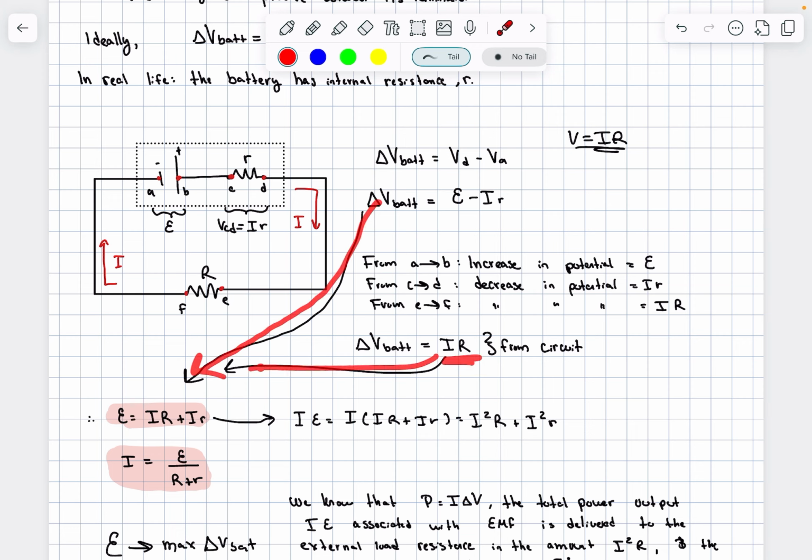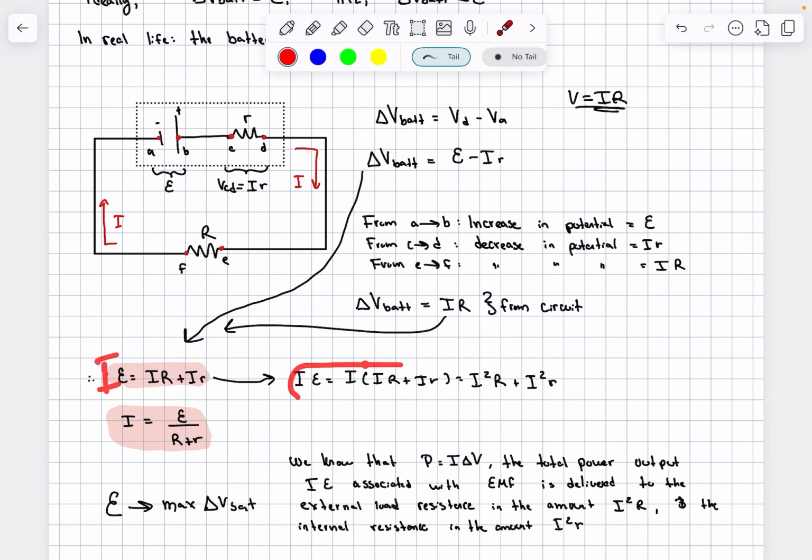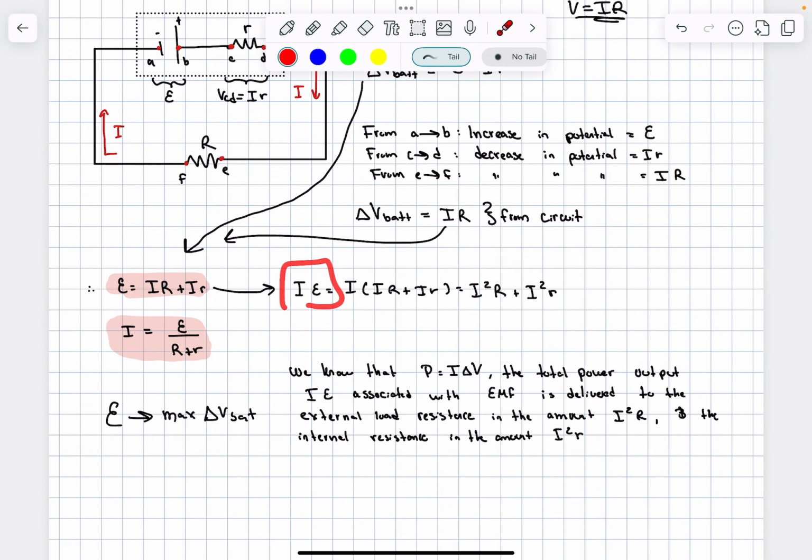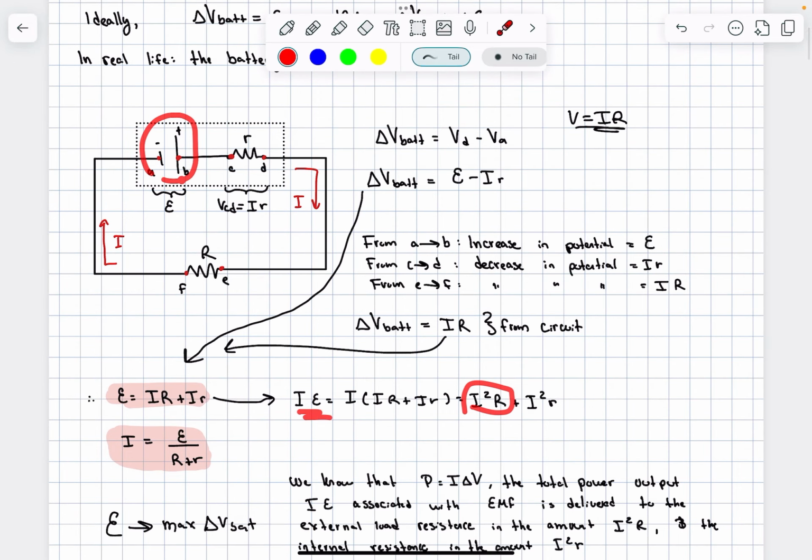If we just multiply this by I, we get I squared capital R plus I squared little r. Now, this is the power. So this is the total power provided by our EMF. And we see that it is delivered to 2 sources. So the power generated here is delivered to this resistor and this resistor.